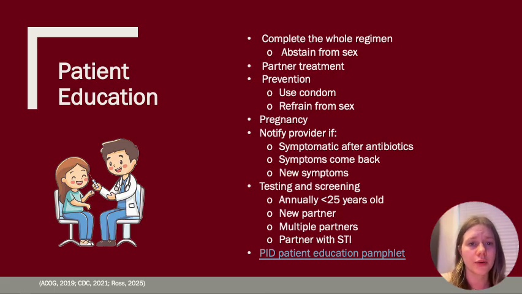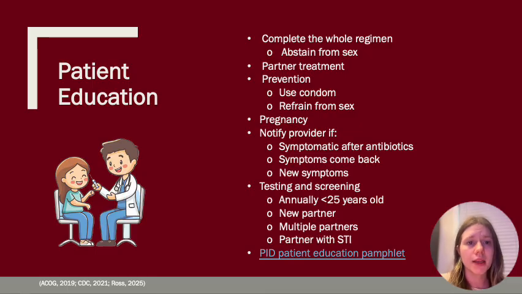And then we want to educate on preventing PID by them using a latex condom during intercourse, and then also refraining from sex with a partner who does have symptoms of the infection. We want to let the patient know that PID can cause scars to form on the fallopian tubes, so if the patient is trying to get pregnant, they might have a higher chance of having an ectopic pregnancy. Let them know an ectopic pregnancy is a major cause of maternal mortality. We want to let the patient know to also notify the provider if they still have symptoms after getting antibiotic treatment, if their symptoms go away but then they come back, or if they have new pain or other symptoms as well.